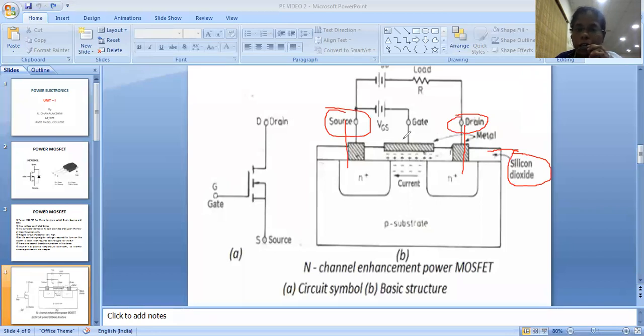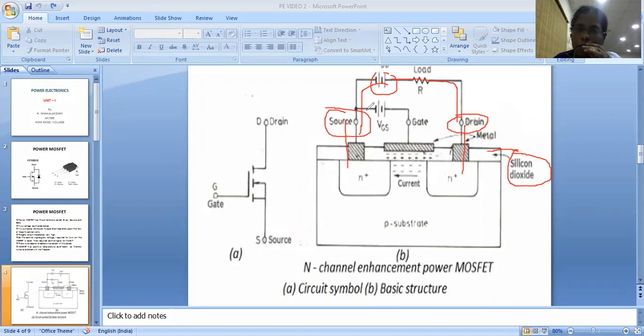The current flow will be from drain to source. Here the voltage source is connected between drain and source. From drain to source the supply voltage is given, but even then it is not conducting. For the time being, just assume that we have not given any gate source voltage. If the gate source voltage is not given, there will not be any conduction.